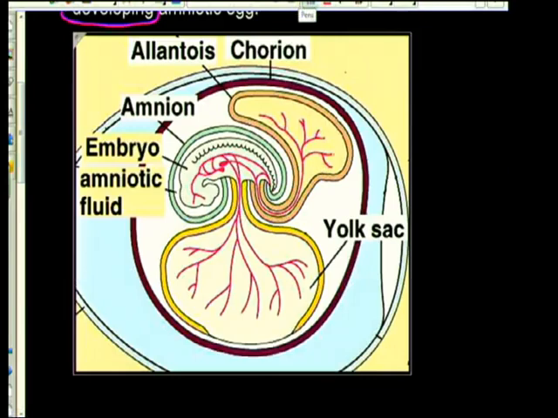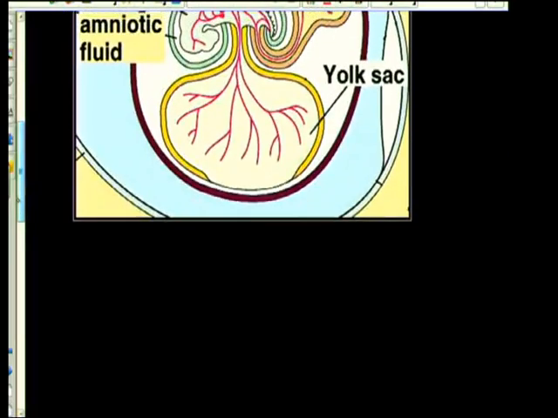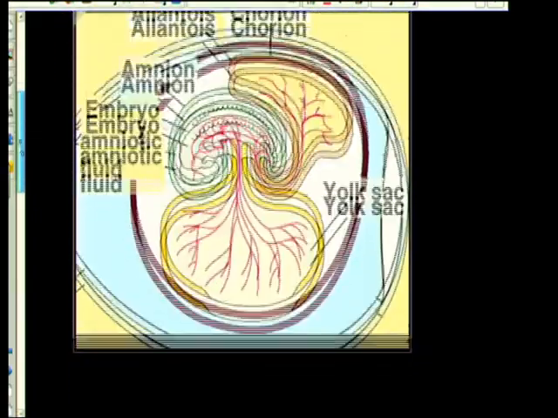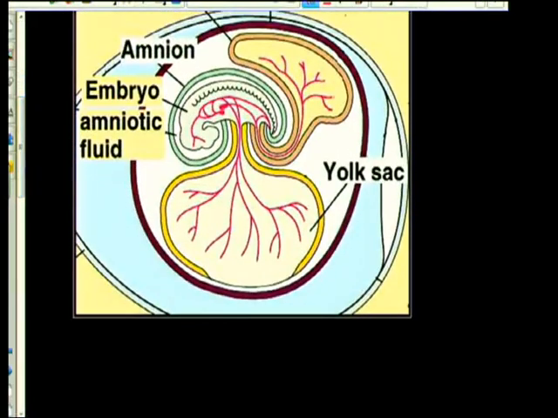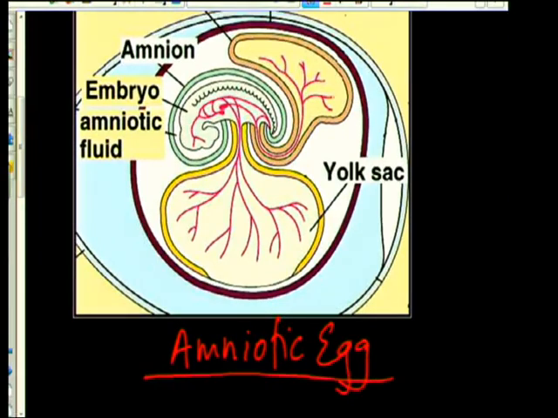First of all, let's do some skills on drawing, which we haven't used properly here. All diagrams must have a caption. So you're going to write here, amniotic egg. This can be at the top of the diagram or at the bottom. So you're going to get a mark for that one.